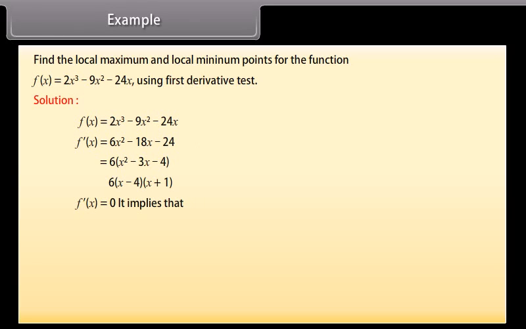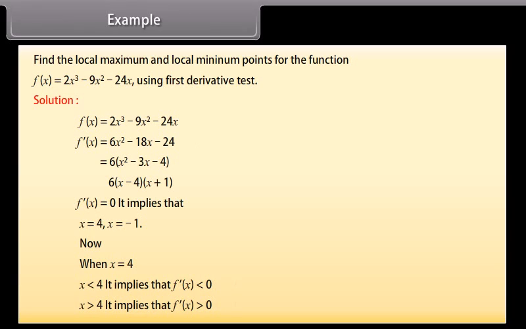f'(x) = 0 implies that x = 4, x = −1. Now, when x = 4, x < 4 implies that f'(x) < 0, and x > 4 implies that f'(x) > 0. Therefore, f(x) has a local minima at x = 4.